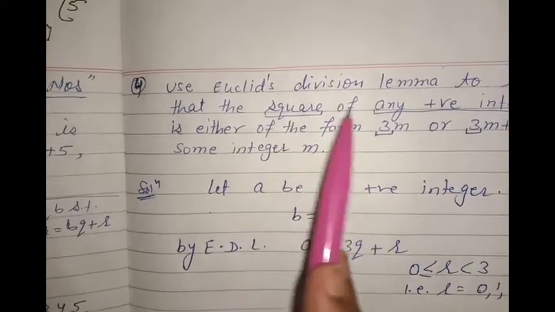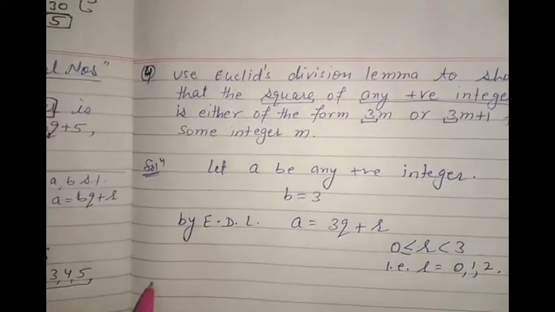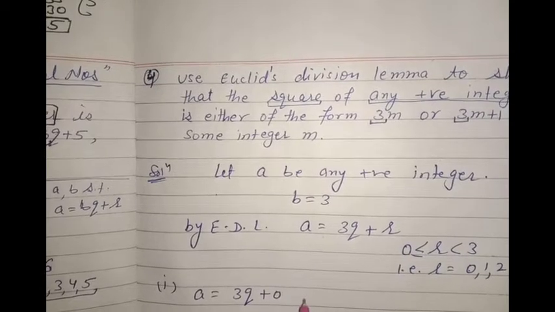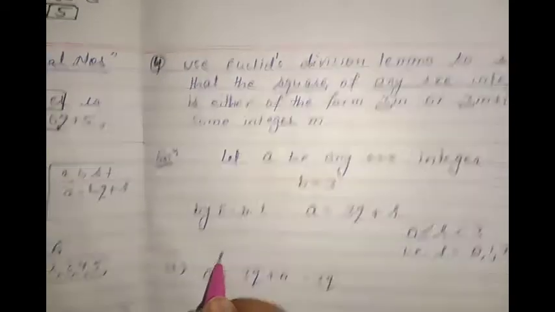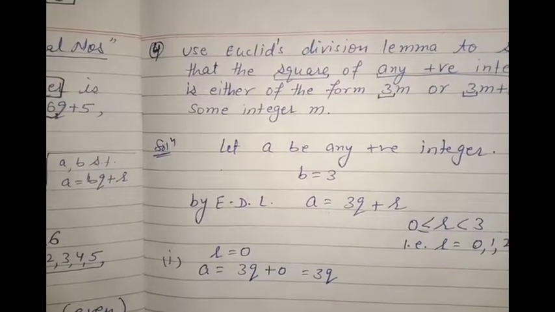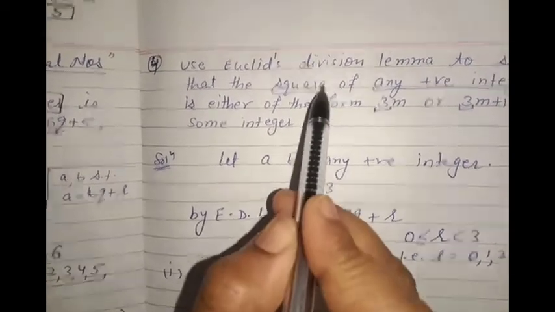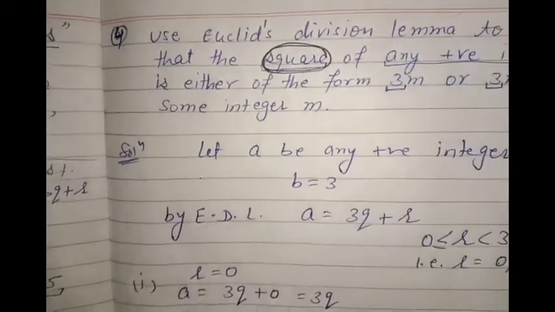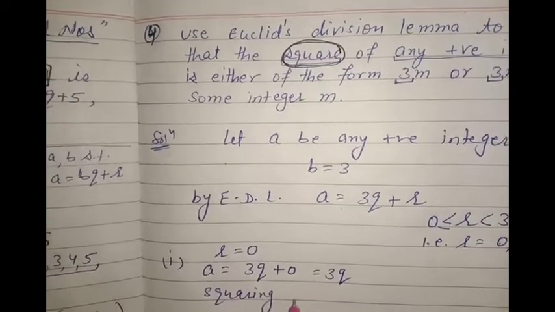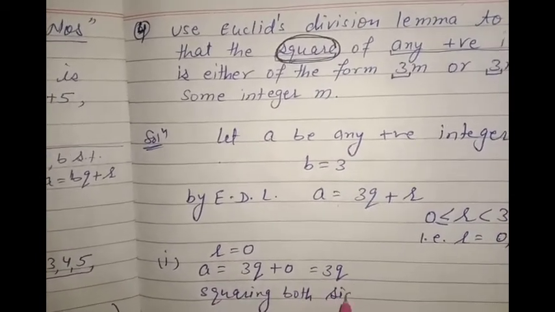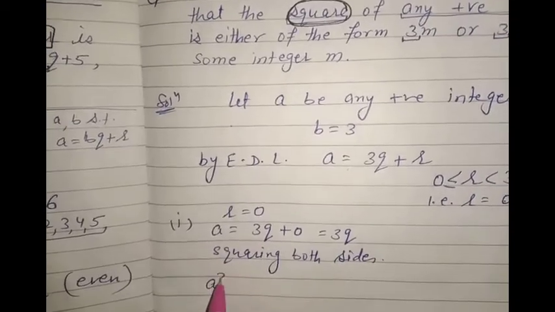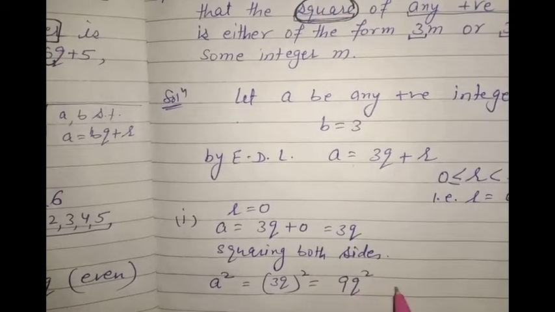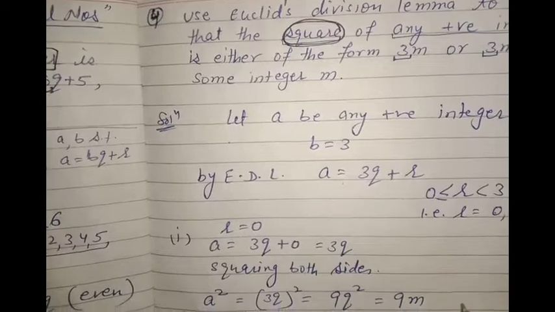Now the question says square of any positive integer. Now there are 3 cases. a is equal to 3q plus 0, which is 3q, when r is equal to 0. This is the first case we are discussing. The question says square, it means we will square it. So squaring both sides, a square is 3q square, then we get 9q square. We can write this q square as m.